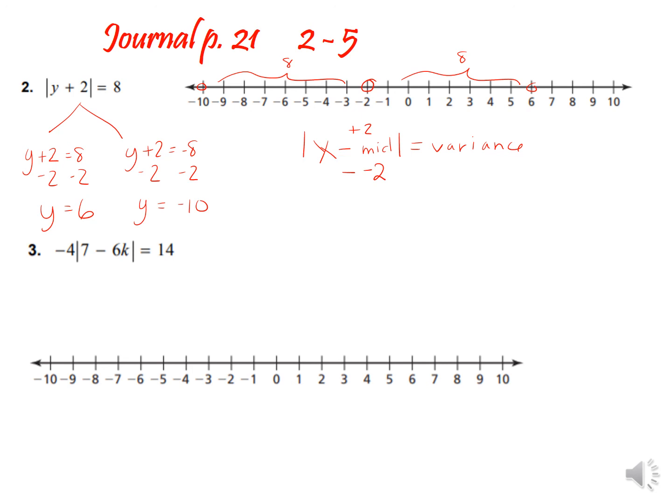Okay, for number 3, we're going to divide both sides by negative 4. We get the absolute value of 7 minus 6k equals negative 7 over 2. Stop sign in our brain, because that is not possible, absolute value cannot equal a negative number. So that is the null set.